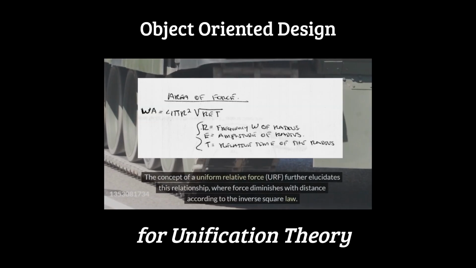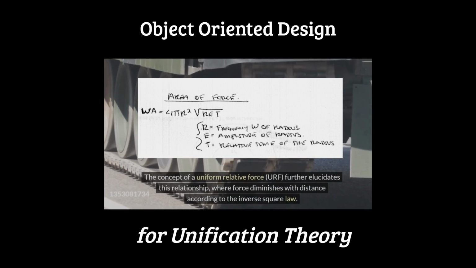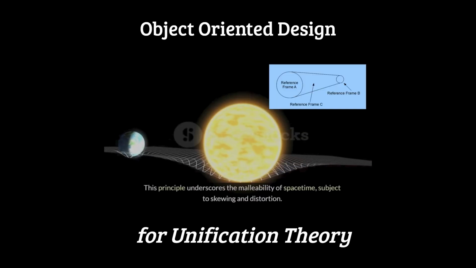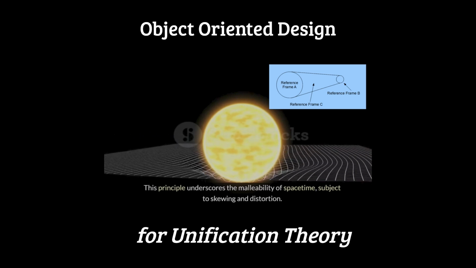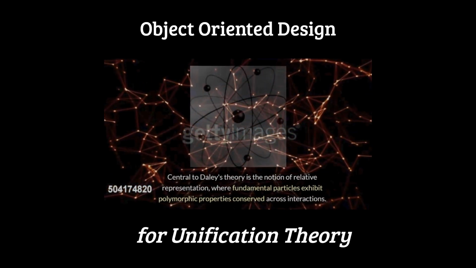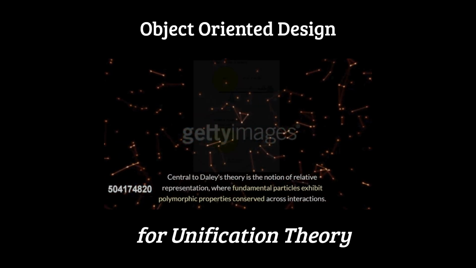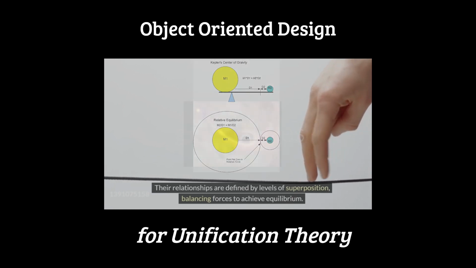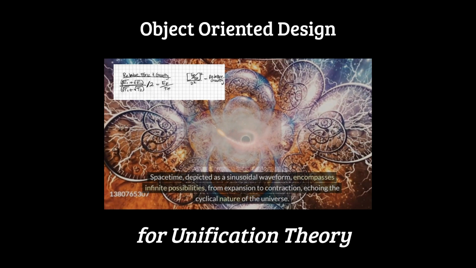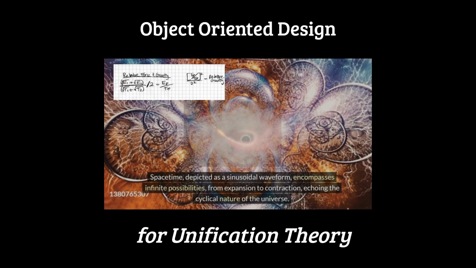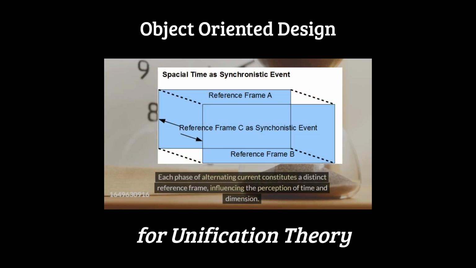The concept of a uniform relative force, URF, further elucidates this relationship, where force diminishes with distance according to the inverse square law. This principle underscores the malleability of spacetime, subject to skewing and distortion. Central to Daley's theory is the notion of relative representation, where fundamental particles exhibit polymorphic properties conserved across interactions. Their relationships are defined by levels of superposition, balancing forces to achieve equilibrium. Spacetime, depicted as a sinusoidal waveform, encompasses infinite possibilities, from expansion to contraction, echoing the cyclical nature of the universe. Each phase of alternating current constitutes a distinct reference frame, influencing the perception of time and dimension.